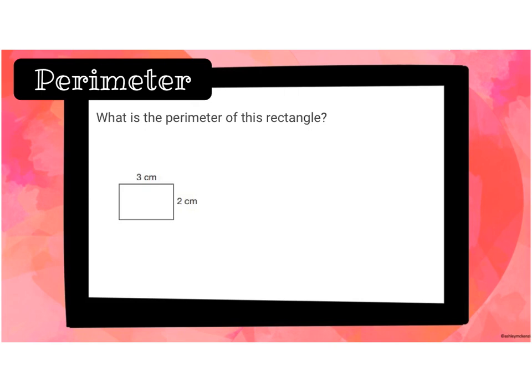Okay, can you explain how you got that answer? I got my answer by doubling the 3 because it's the exact same length on both sides. And then doubling the 2, which is on both sides, and then adding both of those numbers up. Okay, so he doubled the 3, so 3 times 2, and he got 6. And then he doubled the other sides, 2 times 2, and got 4. And then he added those together to get 10.